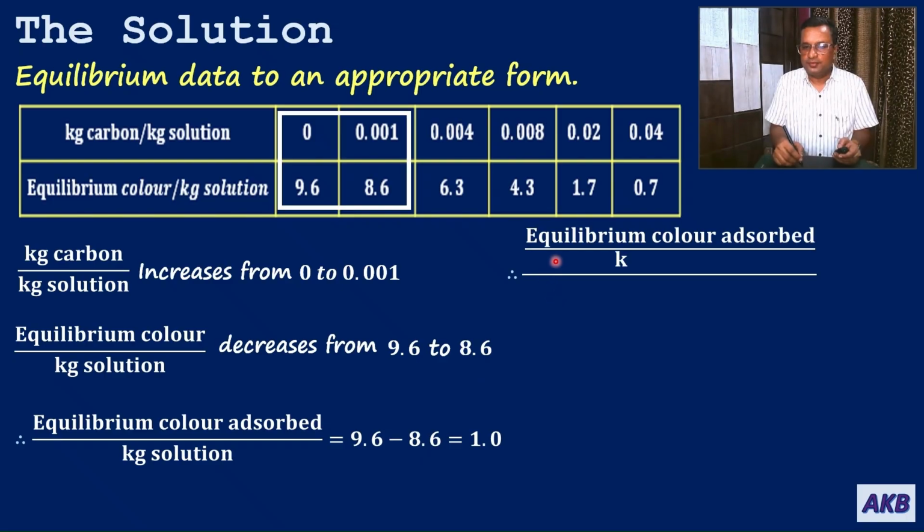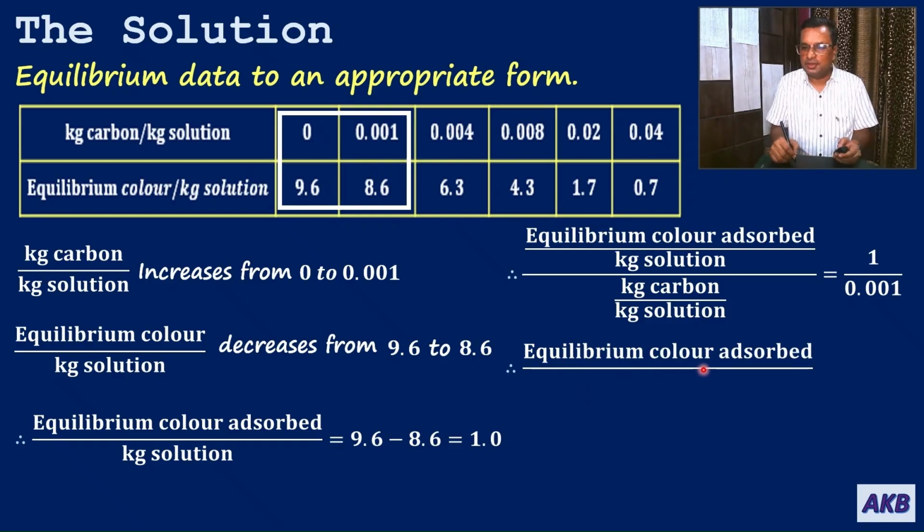So if I take this ratio, equilibrium color adsorbed per kg solution to kg carbon per kg solution, what is going to happen? Kg solution will get cancelled, and you are left with equilibrium color adsorbed per kg carbon. This comes out to be 1000. And if you look at this quantity carefully, you will come to know that equilibrium color adsorbed per kg of carbon is nothing but capital X. That is, capital X is equal to 1000.